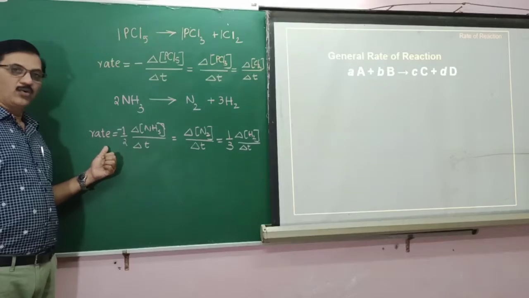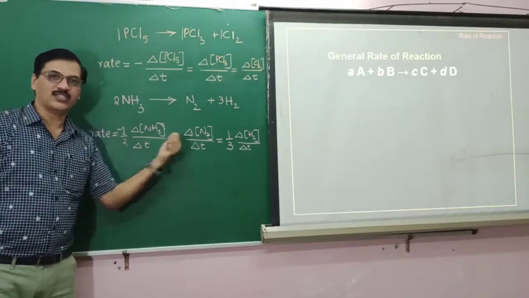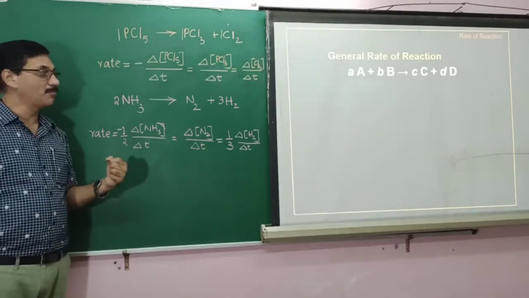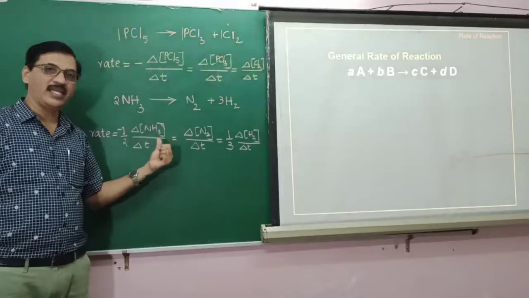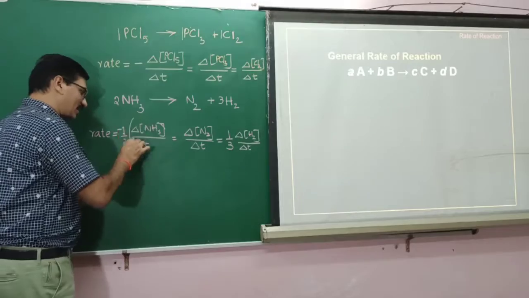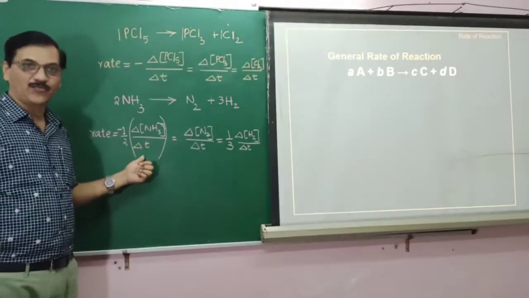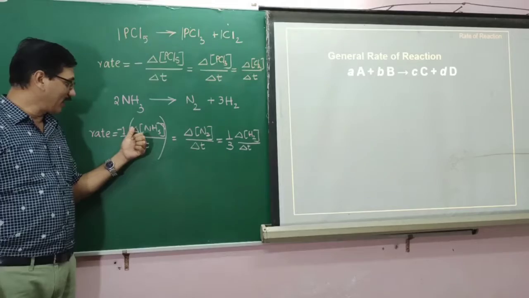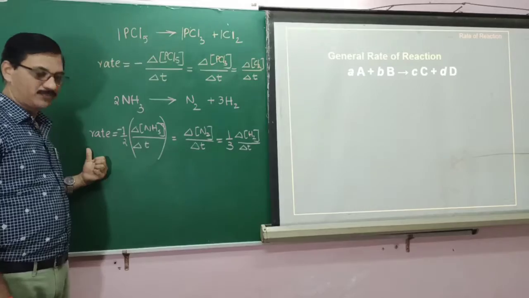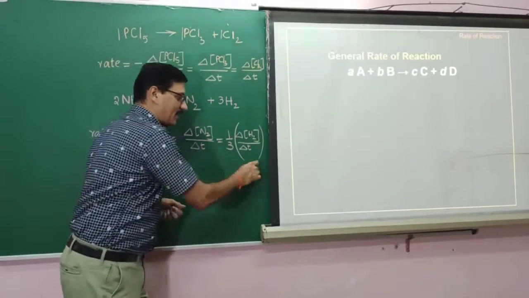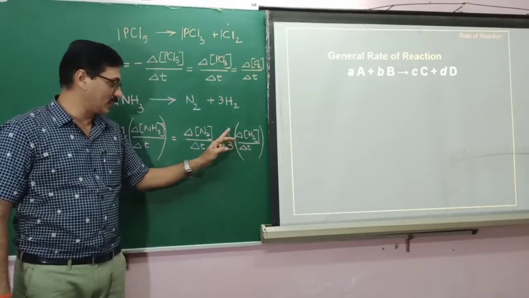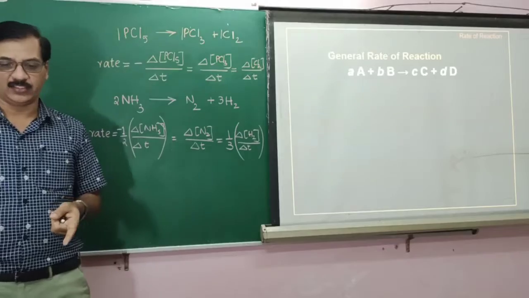Now remember that all these have the same rate. That is the rate of the reaction. So remember, stoichiometric coefficients are to be divided in order to give the rate expression. Now, this is nothing but rate of disappearance of ammonia. When rate of disappearance of ammonia is divided by 2, we get the rate of the reaction. When rate of appearance of hydrogen is divided by 3, we get the rate of the reaction.